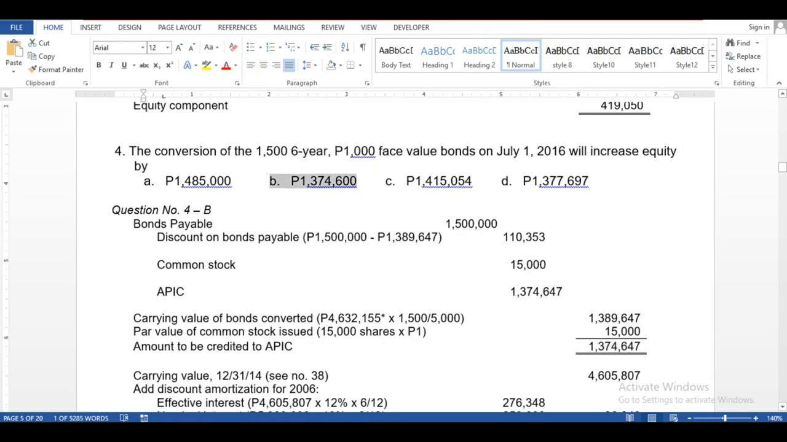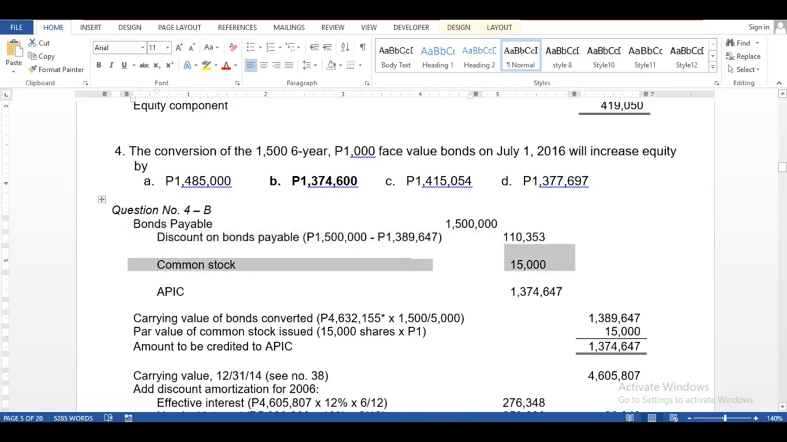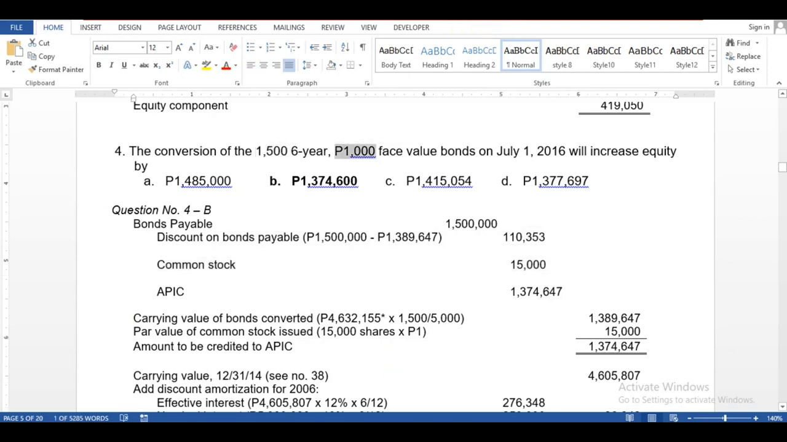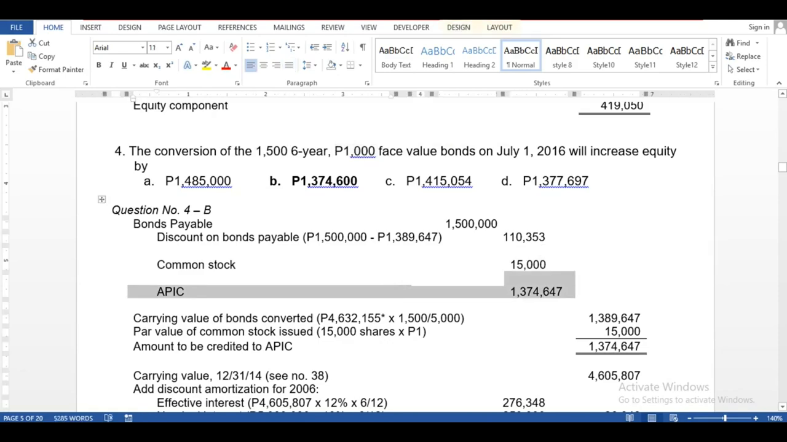Answer is letter B. And the adjusting entry for this one is you do have bonds payable, debit kasi it was converted, and the discount is also deducted, which is 1,389,647 minus 1,5, so meron siyang discount this one. Then the common stock here at par value. So 1 peso kasi yung par value, right? So 1,5 times 1,000 and then times 1 peso. And the APIC naman is yung answer 1,374,647.